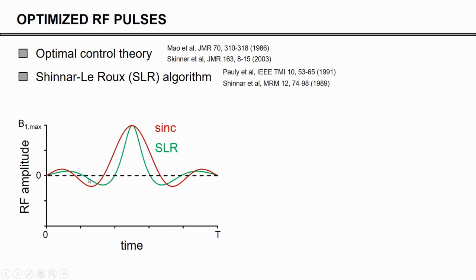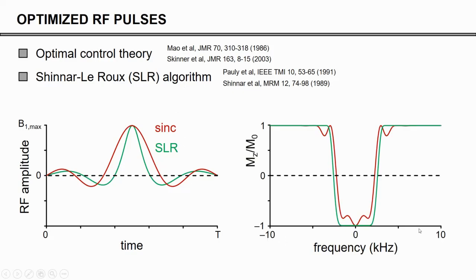You can see it's a fairly minor deviation, but when we look at the frequency domain profile, it has big effects. Right? The sinc function has these undesirable wiggles outside the slice and not a uniform inversion inside the slice. The green SLR optimized pulse now has effectively no inversion at all outside the slice and a very nice homogeneous inversion inside the slice. So these are very successful algorithms to design a wide range of RF pulses.